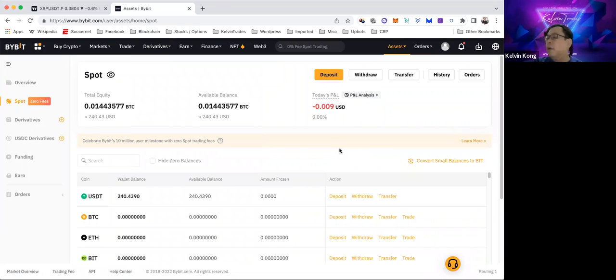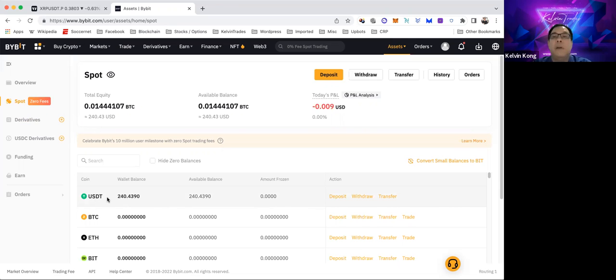So I hope you have transferred some USDT to your Bybit account. In your Bybit account, there will be two wallets of concern. One is your spot wallet, when you do spot trading. So if let's say you want to buy coins on spot, you transfer USDT to your spot wallet. Normally, usually this is where you transfer your USDT to.